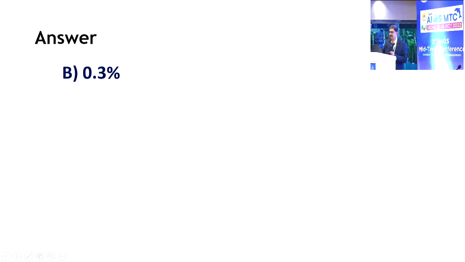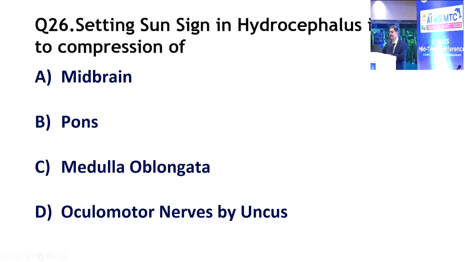Answer is option B, 0.3%. And then the next question is question number 26. Setting sun sign in hydrocephalus is due to compression of. You often see these kids' photos on Facebook asking you to donate money to help them. Option A midbrain, option B pons, option C medulla oblongata, option D oculomotor nerves by the uncus. So setting sun sign in hydrocephalus is due to compression of which of the following?